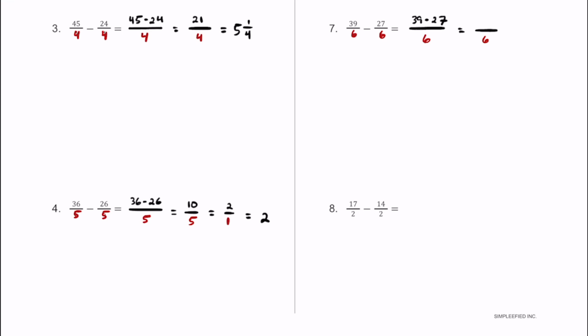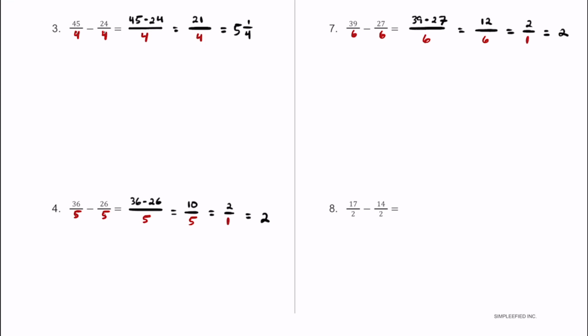39 minus 27, I believe, is going to be 12. Let's go ahead and put a 12 up here. Now 12 is actually a multiple of 6, or 6 is a factor of 12, so this goes in evenly. This is just going to be 2 over 1. That's 2 wholes, so as a simplified whole number, this is just going to be 2 wholes.